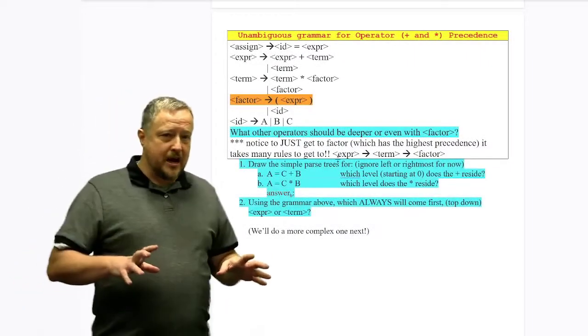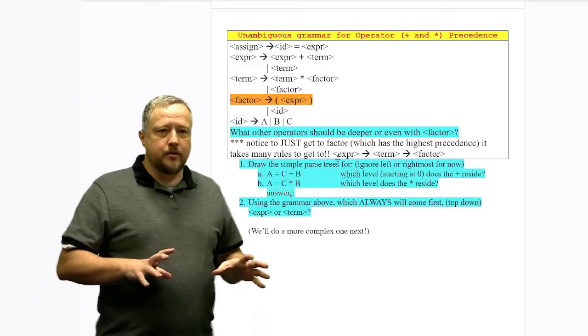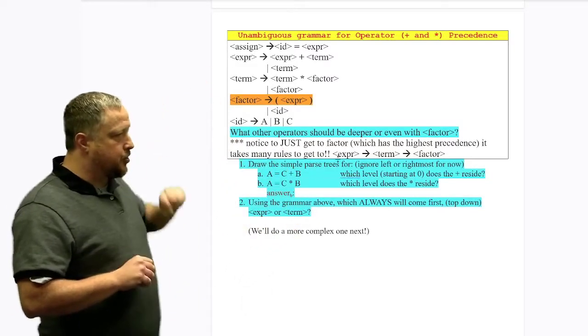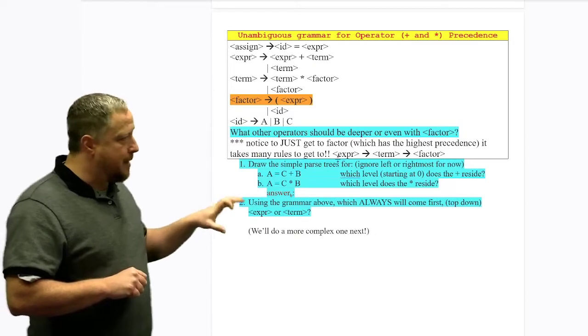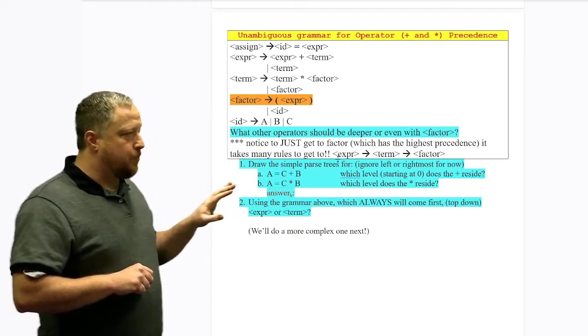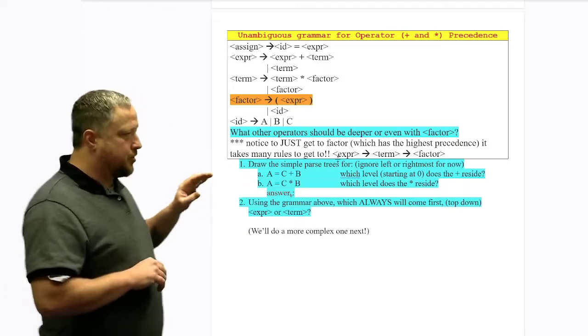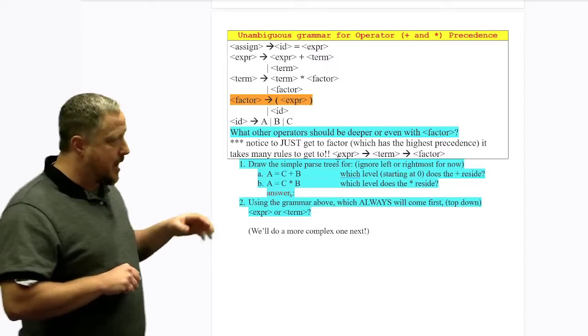Here's our exercise for an unambiguous grammar that has operators. It's the same grammar that I just showed you. There's no difference when it comes to that, but this time I'm having questions. Number one is very simple, just drawing a parse tree for a very simple equation, which is A equals C plus B and C times B.